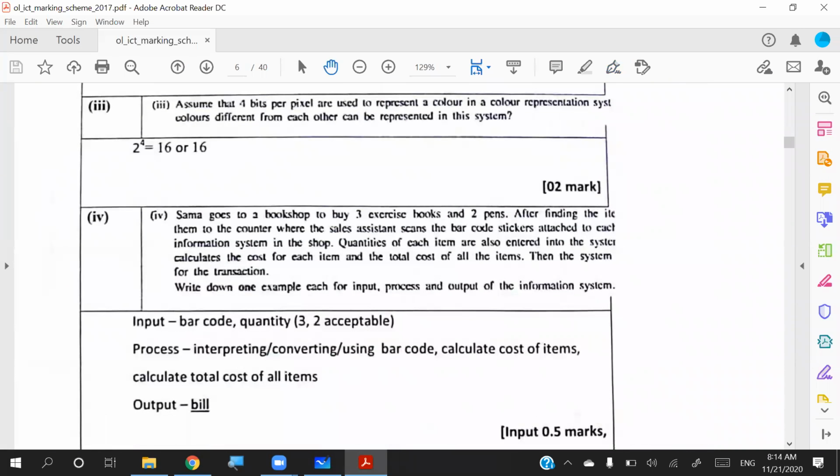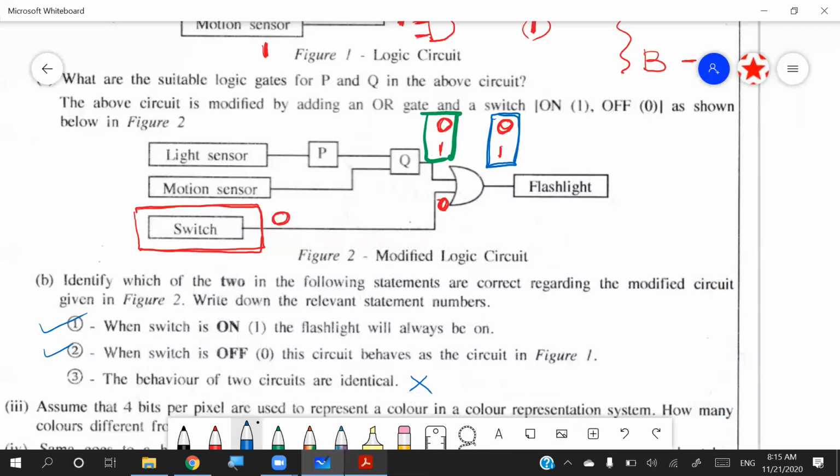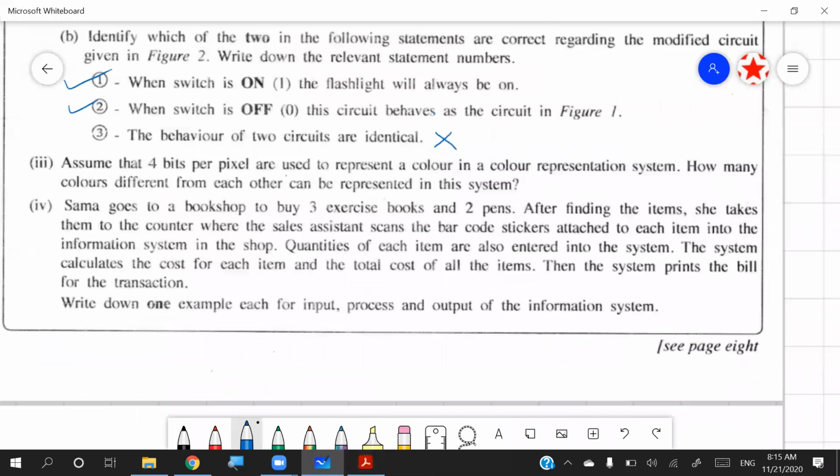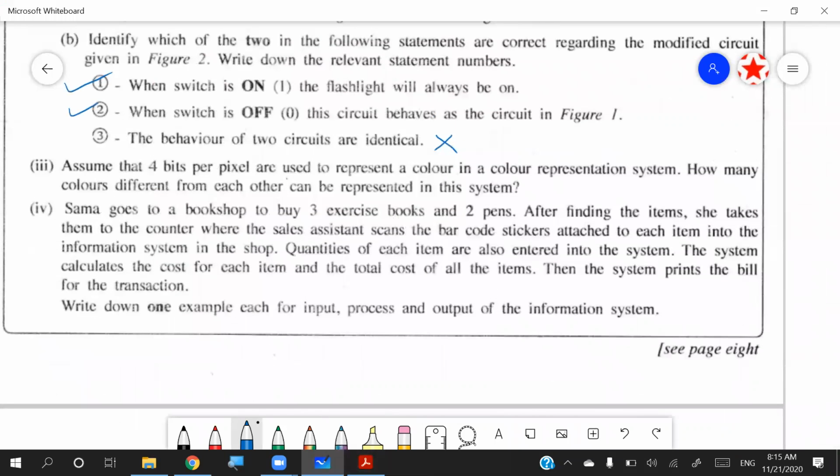Okay, here what they're asking is, assume that 4 bits per pixel are used to represent a color in a color representation system. Question complete. Assume that 4 bits per pixel are used to represent a color in a color representation system. How many colors different from each other can be represented in the system?